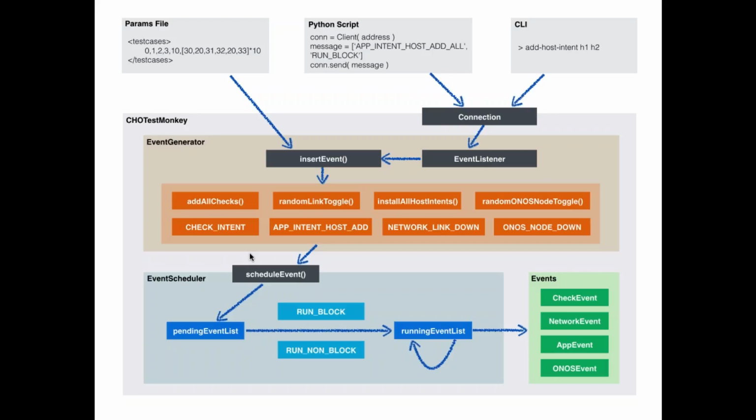Once the events are generated, they will go to the event scheduler and go from the pending event to the running event. Of course, we can implement different scheduling methods. For example, we may want to run some events in parallel, and for some other events, we may want to run that event until all the other events finish. One scenario is that we may want to finish all the checks before we trigger the next failure events. So we can also reschedule the events when they fail.